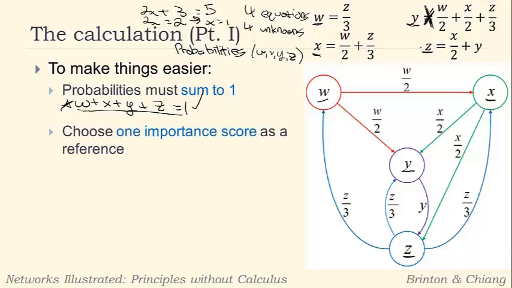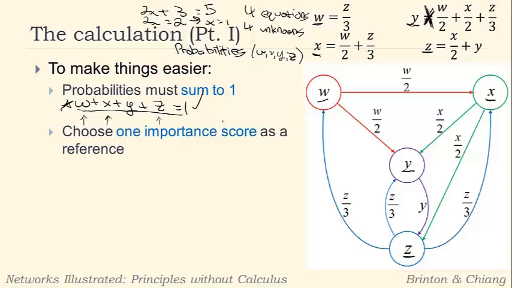Second is that we have to choose one of the importance scores as a reference. Or we don't have to, but it's just easier to do that. And the one that we want to choose as a reference is going to be the one that we can then go ahead and plug into this equation. So we can say, suppose we got everything in y, then we have some function of y, some function of y, and some function of y equals 1. Then we can plug that in and then solve for y, right? And then everything else would fall out of it.